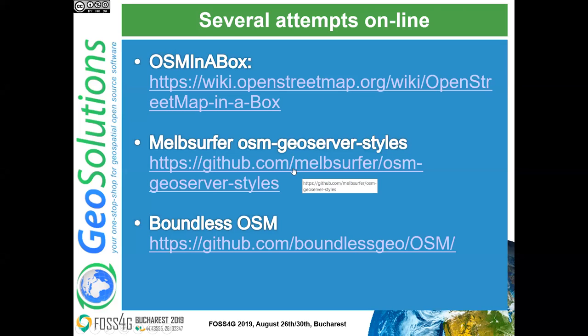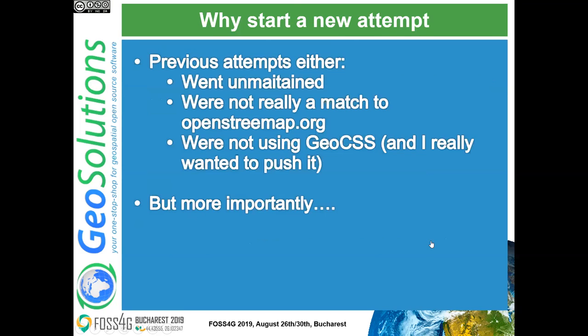Then we have these OSM GeoServer styles, which are available today. They also seem not maintained anymore. They are quite a bit simpler, while OSM in a box was quite similar to OSM. And then we have the Boundless OSM, which also fell unmaintained when Boundless got acquired by Planet and refocused on a different market. So there were starting points, but all of them were kind of different, and some of them were not matching OpenStreetMap.org. Some were very old and included some bits of technology that was unmaintained.